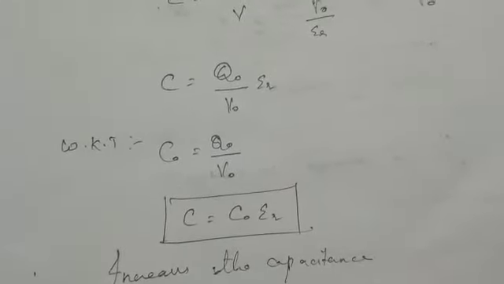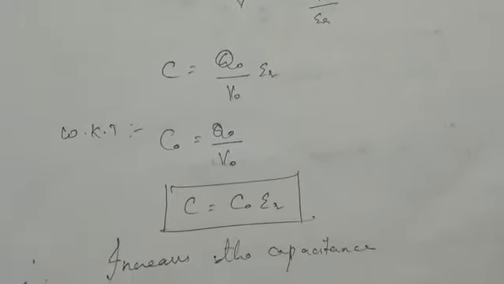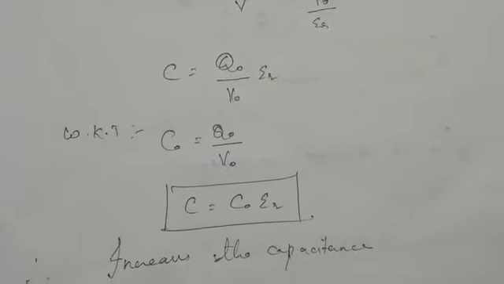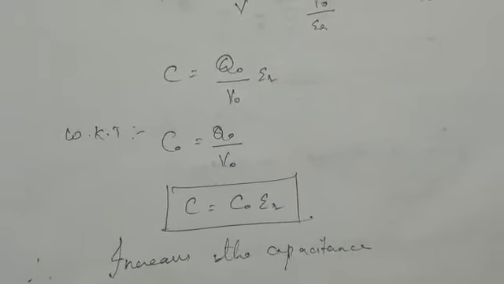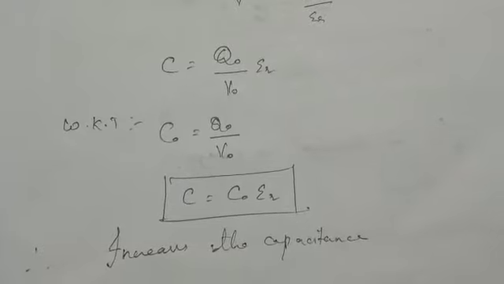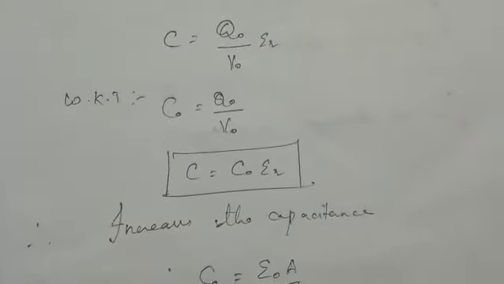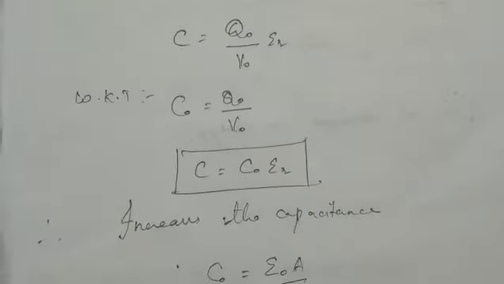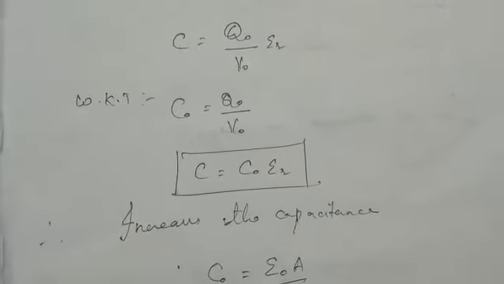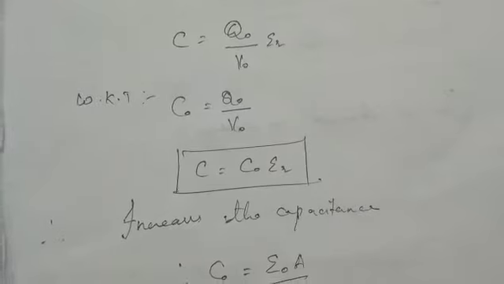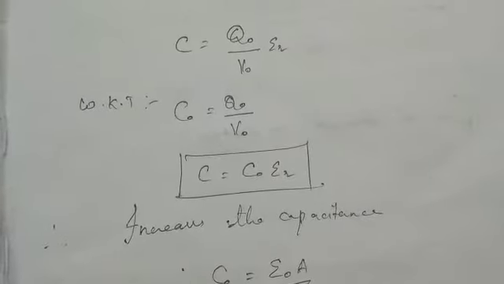Already we know that C0 equals Q0 by V0, so substitute that value in the above equation. C equals C0 epsilon R. What does this equation conclude? The C value increases because the term epsilon R is involved in it. So the capacitance value increases. This is the answer.